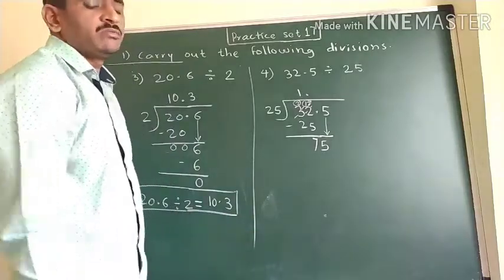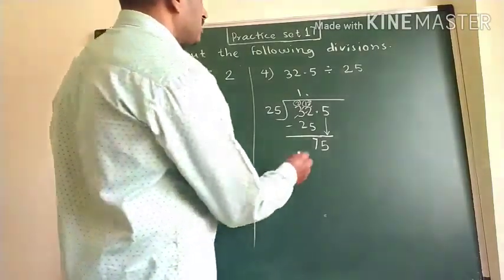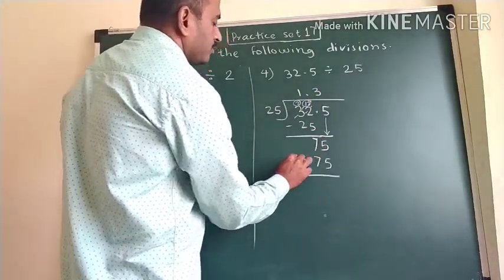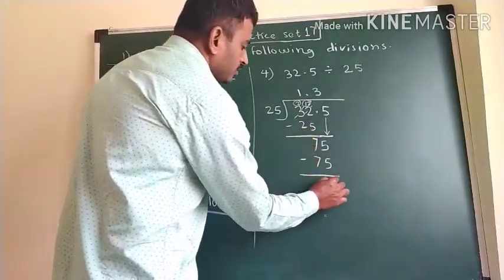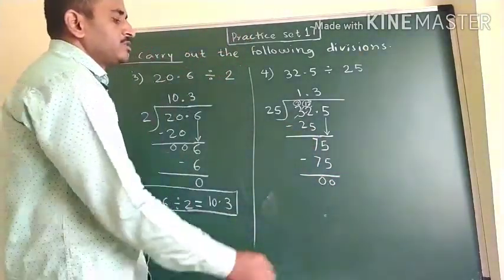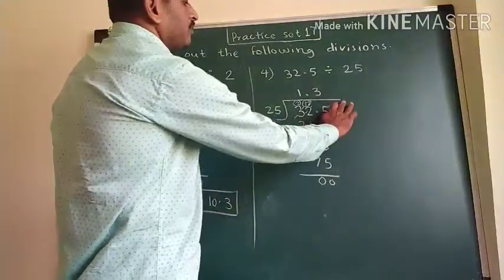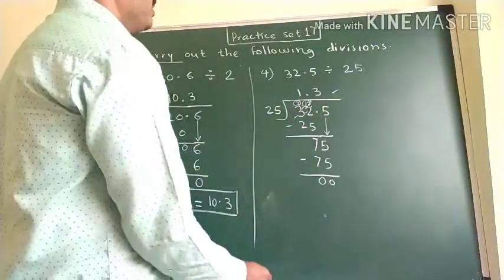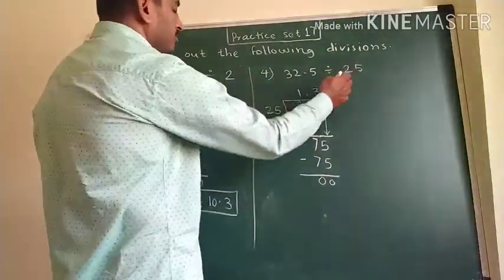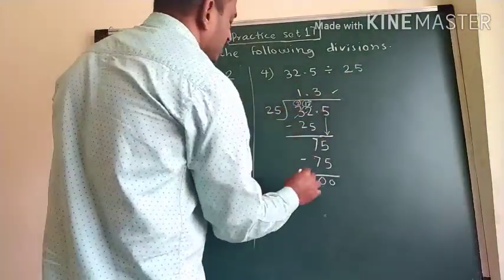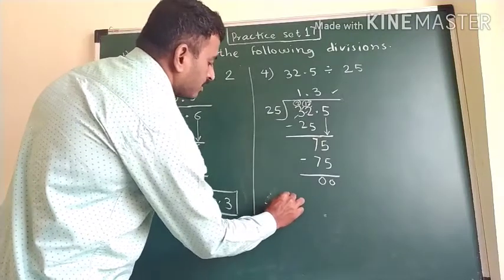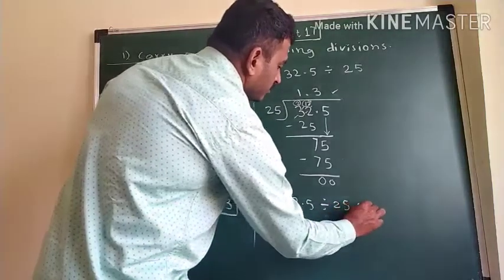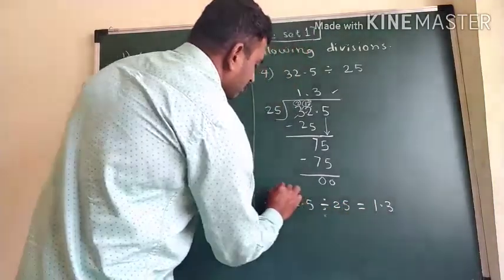25 ones are 25, 25 twos are 50, 25 threes are 75. So 25 threes are 75. 75 minus 75 means 0. We get 0 as the remainder. It means we get the answer 1.3. When we divide 32.5 by 25, we get the answer 1.3. That we can write in a proper way: 32.5 divided by 25 is equal to 1.3.